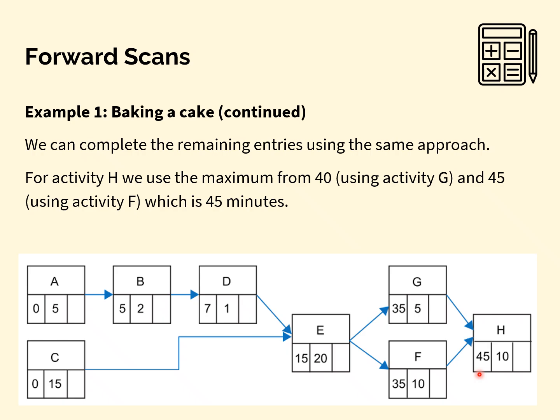So this lets you start to see where the maybe float time is in the activity. So for instance, take activity G and F here. Activity G only took 40 minutes, but activity F will take 45 minutes. So therefore, there must be 5 minutes float time within activity G. So it just lets you start to interpret the picture a little bit. It's not really important for this lesson, but it will be in a future lesson. At this point, that's the forward scan finished.